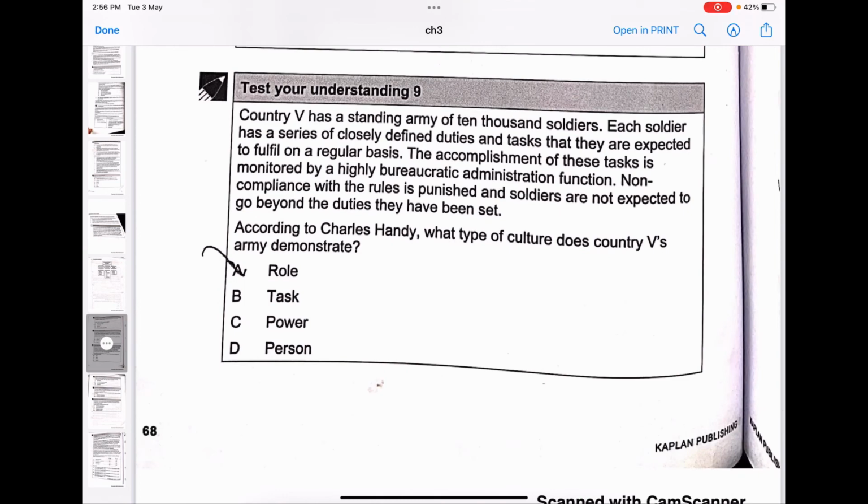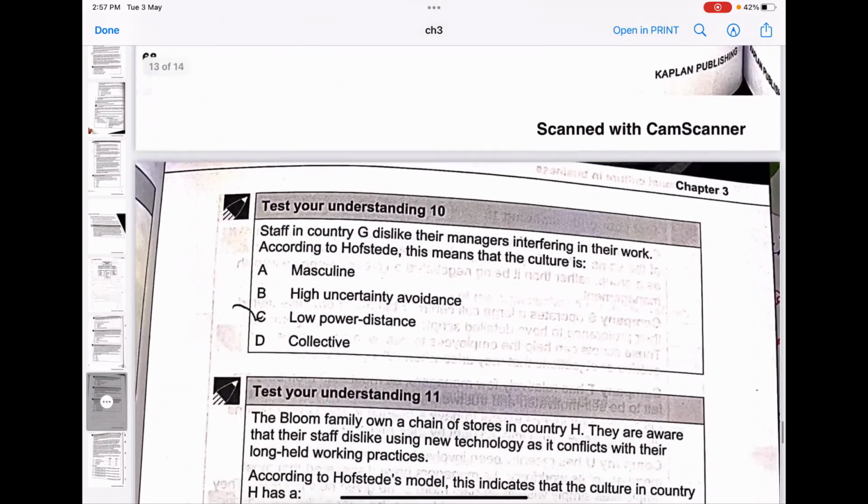Country B has a standing army of 10,000 soldiers. Each soldier has a series of closely defined duties and tasks that they are expected to fulfill on a regular basis. The accomplishment of these tasks is monitored by a highly bureaucratic administration. Non-compliance with the rules is punished, and soldiers are not expected to go beyond the duties they have been set. So what is this? This is the role culture.